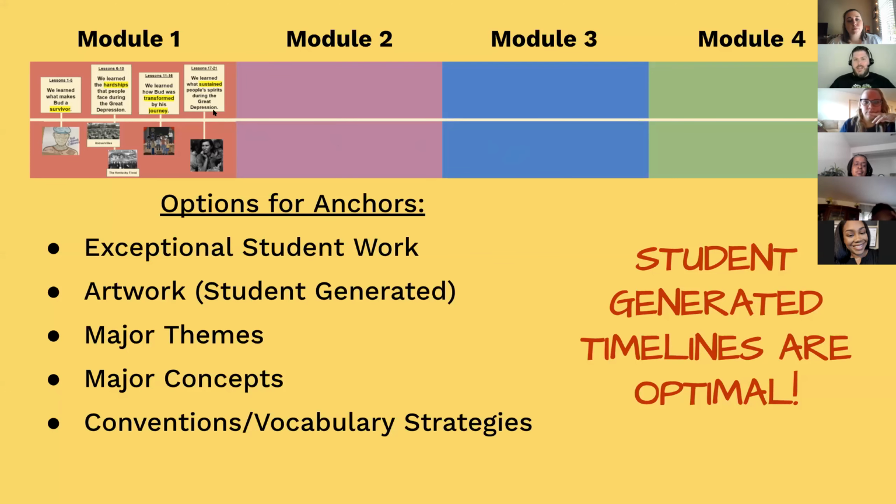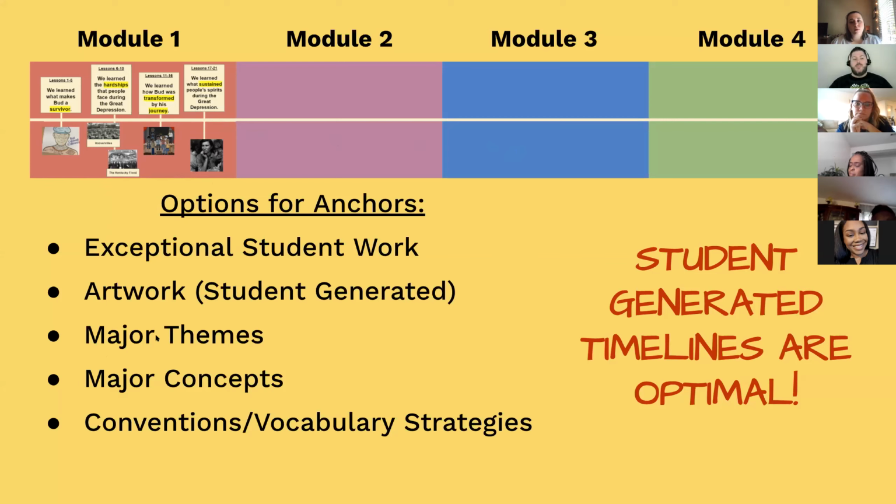And here's kind of like the big idea. So through all the modules, and you can also change this up. So you can have different anchors. Instead of pictures, you can have student work, exceptional student work up there. You can have artwork that students generated, major themes or major concepts, or even conventions, writing conventions that they've learned, or vocabulary strategies that they've learned.